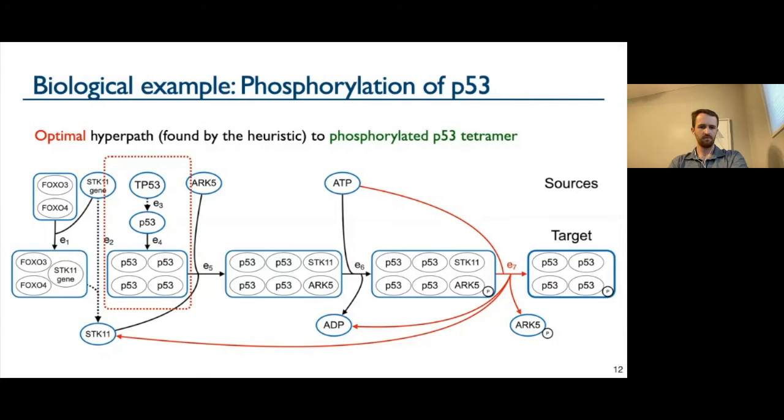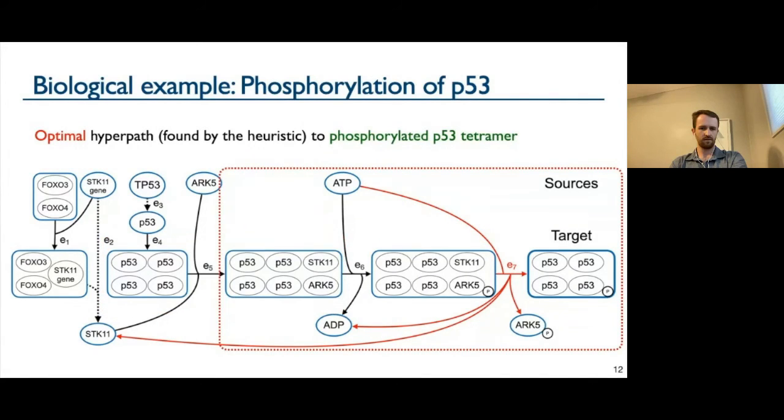P53 is transcribed and forms a homotetramer in the hyperedges E3 and E4. This tetramer then forms a complex with ARK5 and STK11 to allow its phosphorylation in E5. Then ARK5 is phosphorylated in E6, and P53 is phosphorylated in E7, which breaks the complex and causes a cycle recreating STK11, which was already reached in the hyperpath.